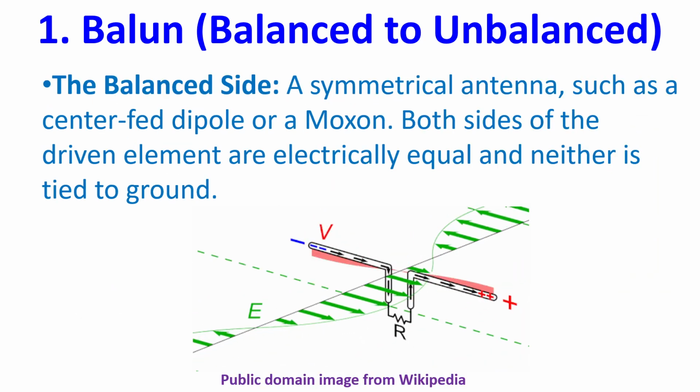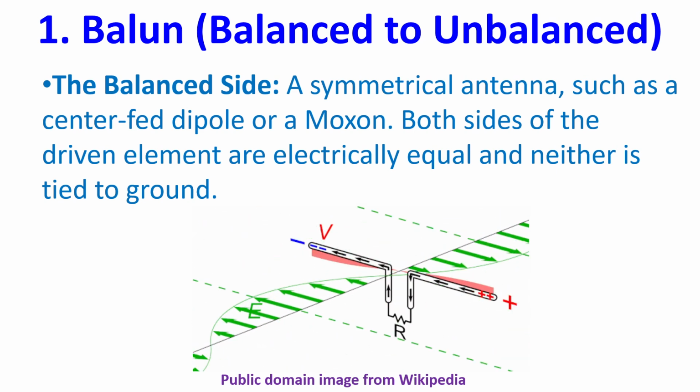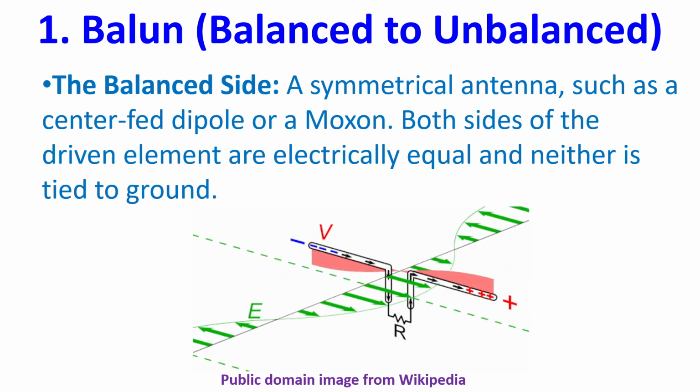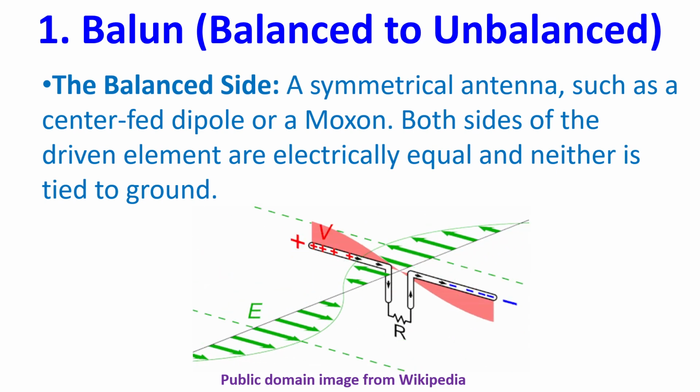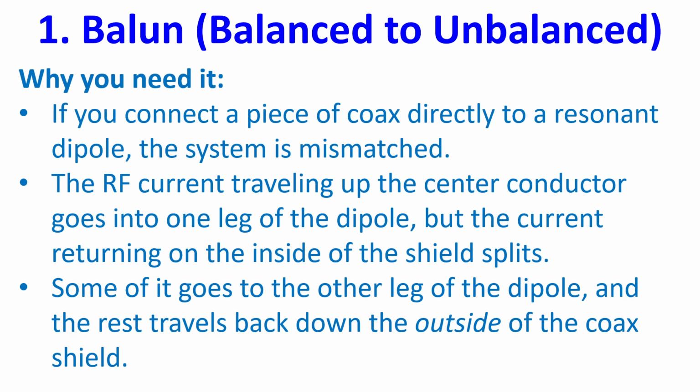The balanced side is a symmetrical antenna such as a center-fed dipole or a Moxon. Both sides of the driven element are electrically equal and neither is tied to the ground. Why do you need the balun? If you connect a piece of coax directly to a resonant dipole, the system is mismatched.